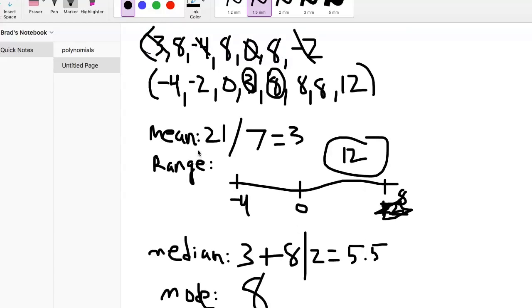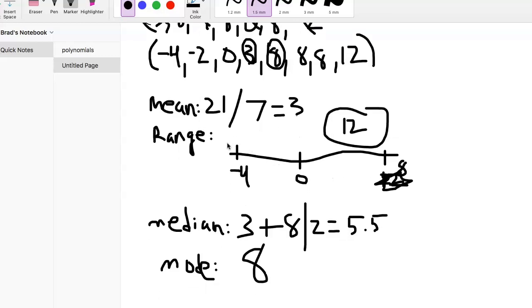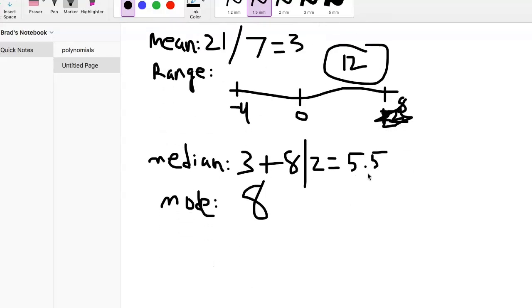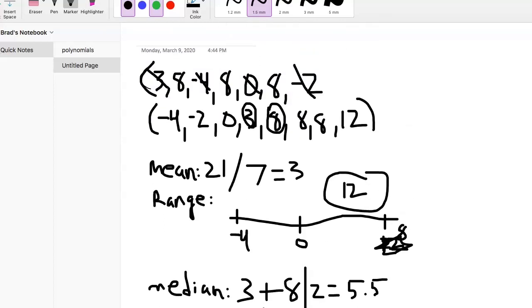Mean is average, right? So add up the total and divide by the number of numbers that you have. In this case, it was 7 for us. Range is the difference between the smallest number and the biggest number in your data set. Median is the middle number. If it's an odd total of numbers, then just pick the one right in the middle. If it's an even data set, then add up the two numbers in the middle and divide by 2. And mode is just the number that shows up the most often.